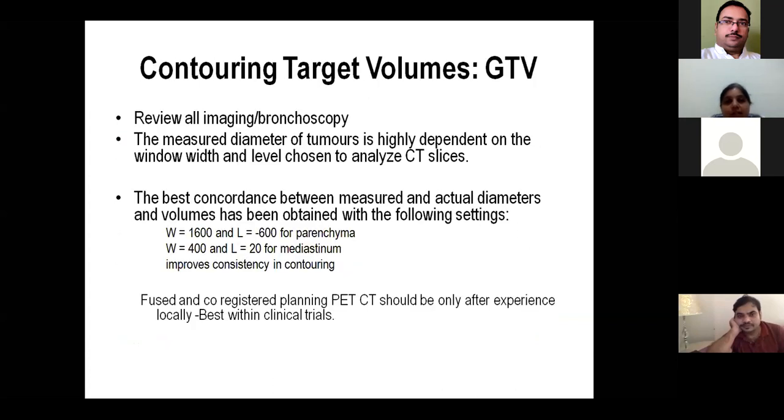So coming to delineating the GTV, you have to review all imaging, and review your bronchoscopy findings, particularly for centrally located lung tumors. And when you contour your GTV for a lung cancer, there are recommended windowing, window levels and widths that have to be kept in mind. So for the lung window, the best concordance is a width of 1600 and a level of minus 600 for parenchyma. And for the mediastinal window, these are the window and level. Because depending upon your windowing, the size of the tumor will change. You need to have a protocol in your department, that these are the window levels and widths that you're going to use. And it also helps in the consistency of contouring.